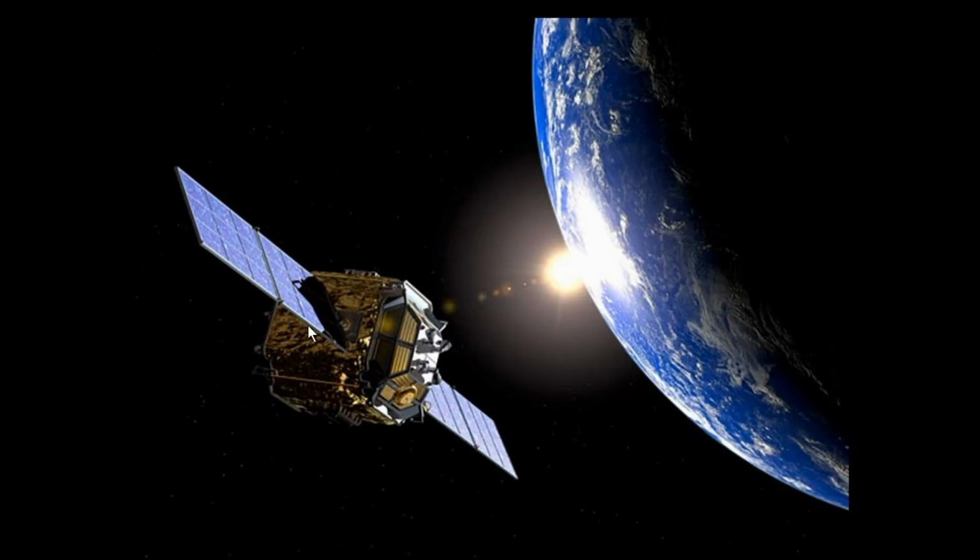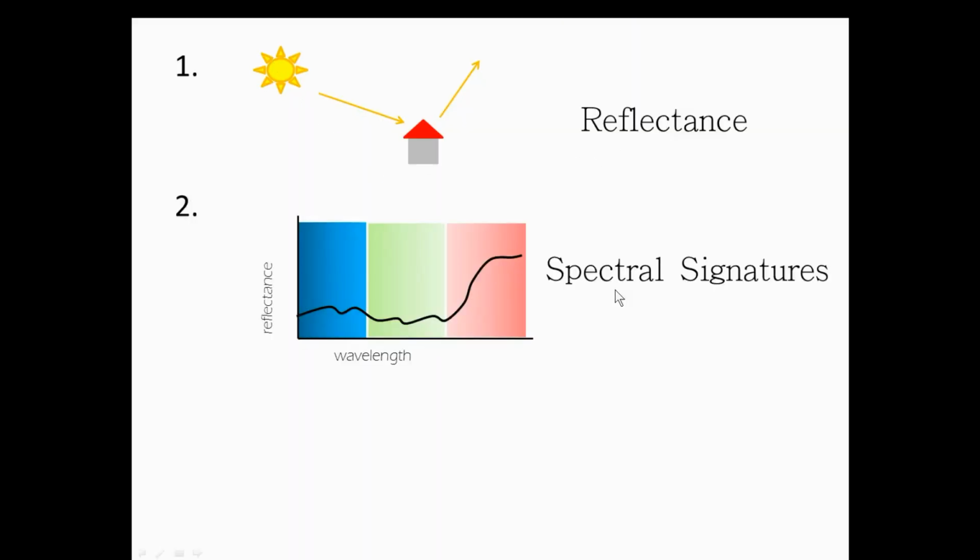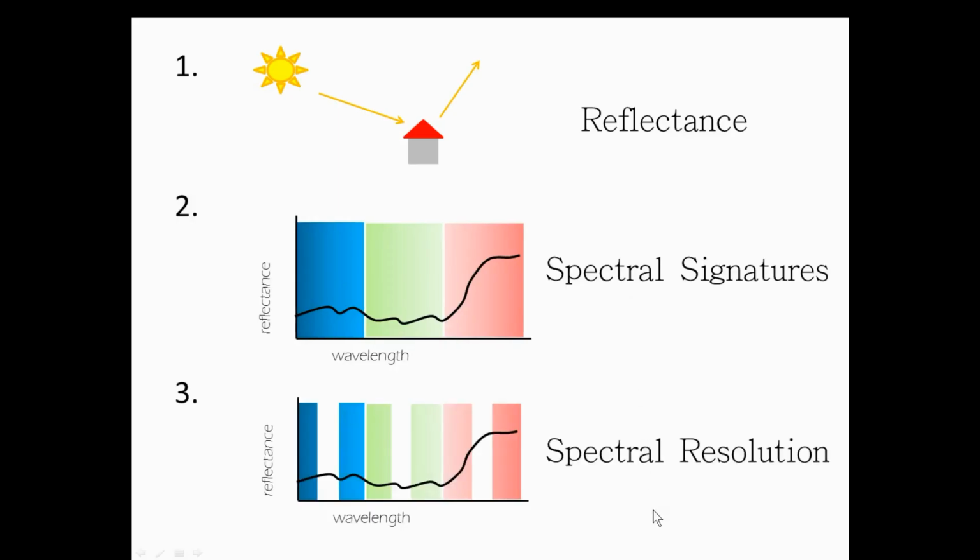Welcome to an introduction to remote sensing. In this lesson, we're going to review three major concepts behind remote sensing, which are reflectance, spectral signatures, and spectral resolution.